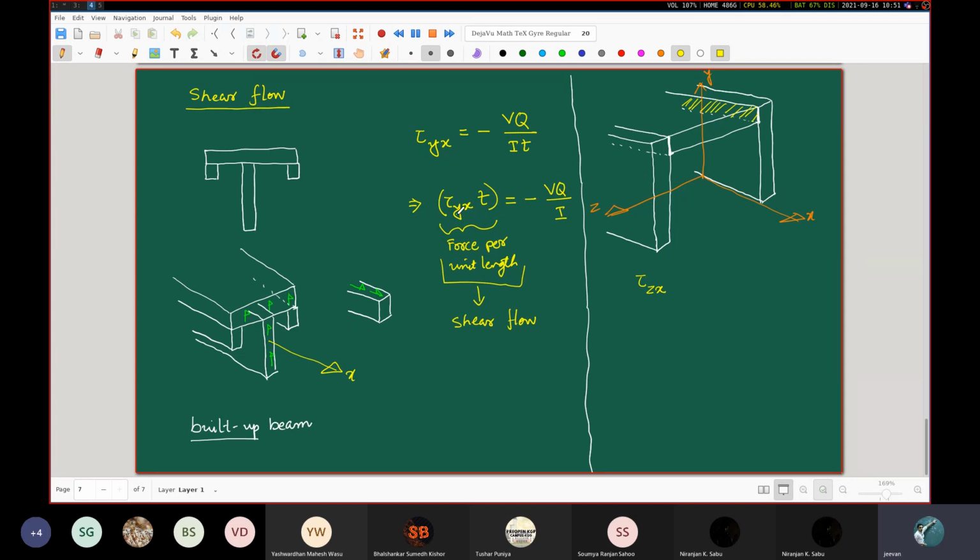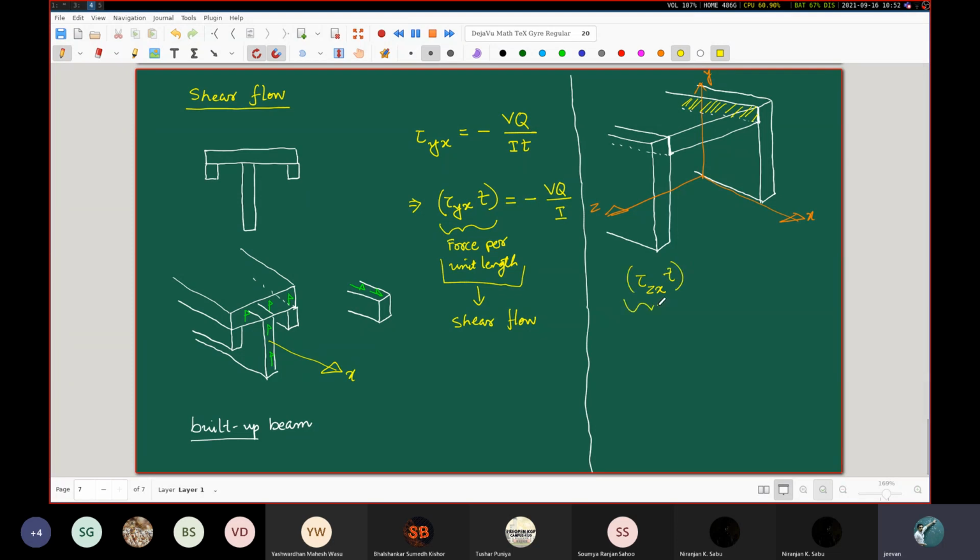Now, please note that we obtained this formula by considering tau yx, but if you try to find an expression for tau zx by again taking the difference between sigma xx plus delta sigma xx minus sigma xx, like we had done earlier, you will again end up with this VQ by I. You may or may not end up with the minus sign depending on how you have set up your coordinate axes and which plane you are considering, but the magnitude of tau zx will be the absolute value of V times Q divided by I. Of course, tau zx times the thickness, that you have to remember.